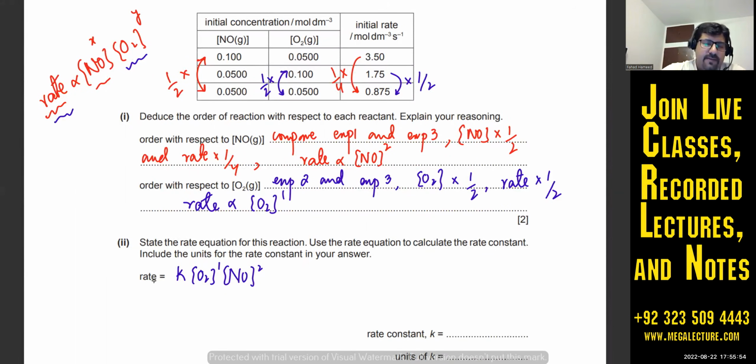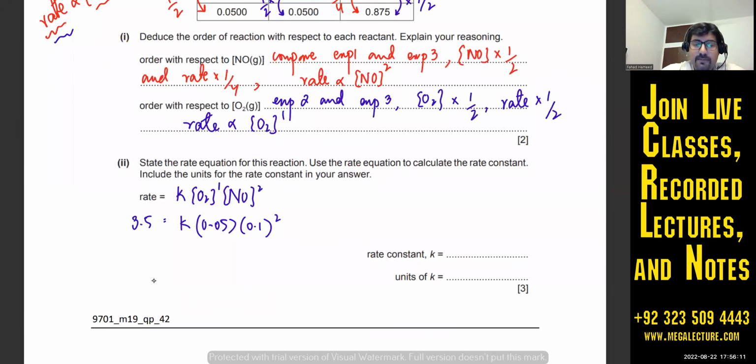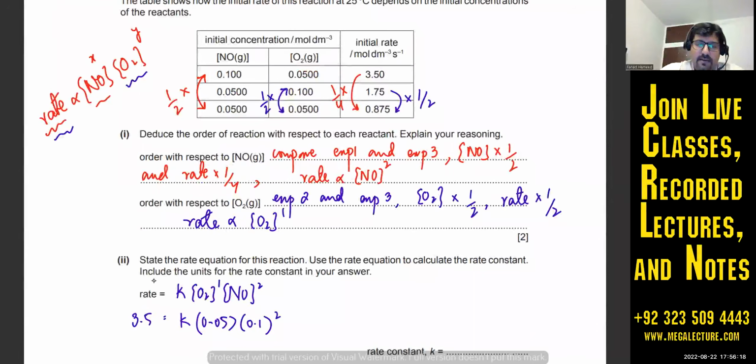तो rate is 3.5, is equal to K. O2's concentration is, for the first one, it's 0.05 and NO's concentration is 0.1 squared. तो ये K निकालो, क्या आ रहा है K? उसकी मुझे वैल्यू बताओ, उतनी देर यूनिट्स निकाल लेते हैं। K is, take the units that are given in the table. That's rate is मोल per dm cube per second। को ये सॉल्व करें, K की वैल्यू क्या आ रही है?